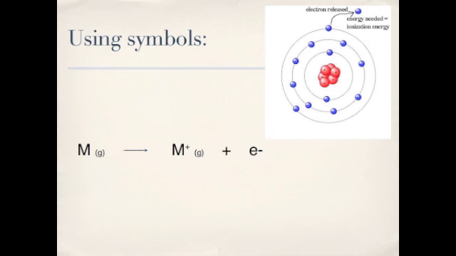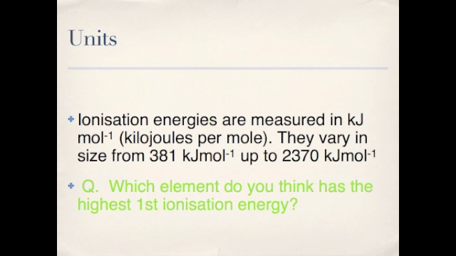Now this can be symbolically demonstrated by using M to represent the gaseous atoms. It then will lose its electrons to form the cations, the M+. Now, as with any measurement in chemistry, there would be units attached. The units for ionization energy is measured in kilojoules per mole. That's the amount of energy required to strip away those mole of electrons from a mole of gaseous atoms.